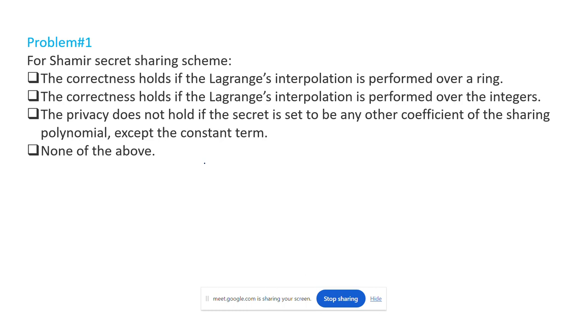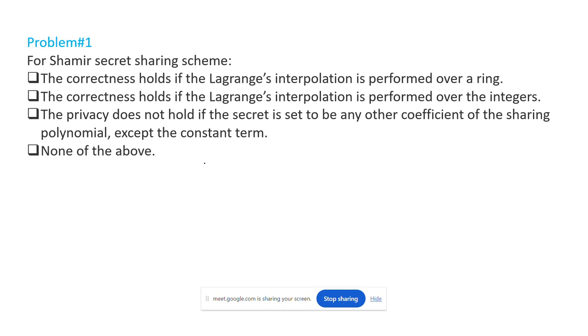When we are talking about the algebraic structure ring, there are two operations defined, addition and multiplication, and with respect to multiplication, not all the elements of a ring have a corresponding inverse. But in the case of a field, every element except the additive identity will have a multiplicative inverse. Because this inverse operation is involved in the computation of the Lagrange coefficient, you need to have elements from a field. So a ring is not sufficient to do that. So the first and second options are not correct, actually.